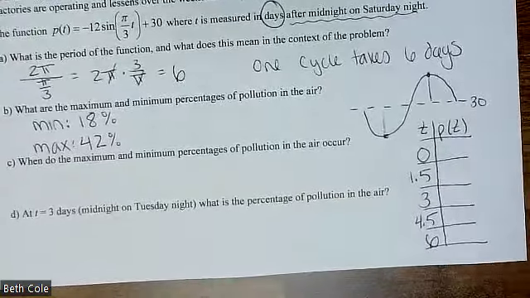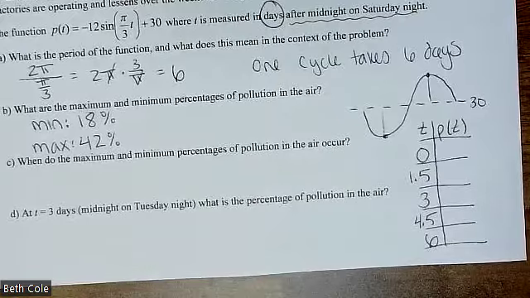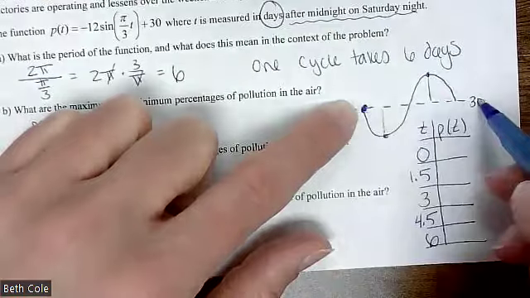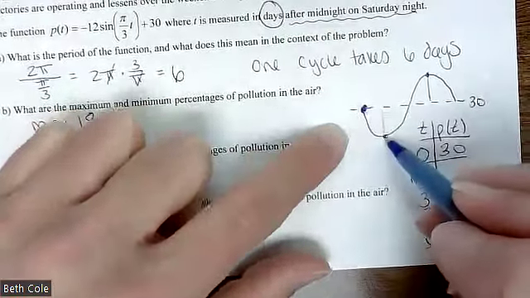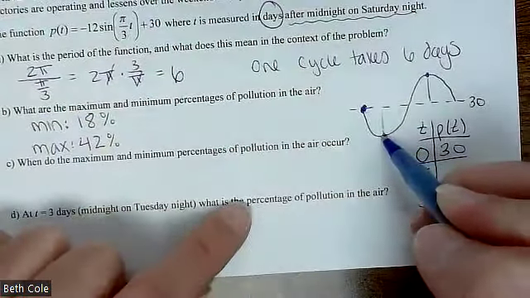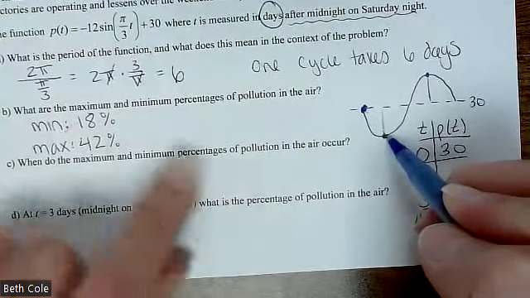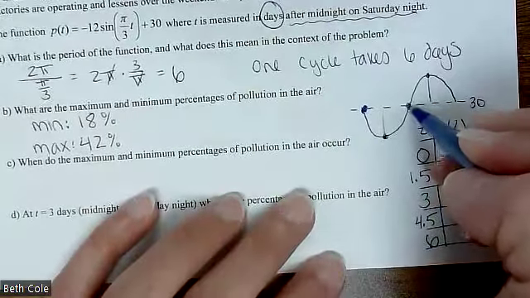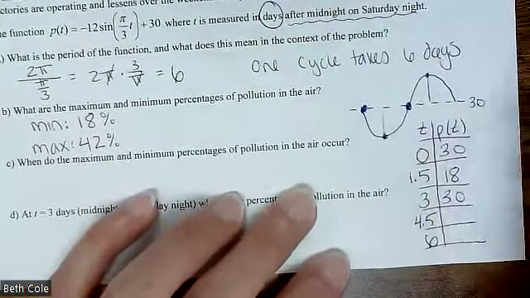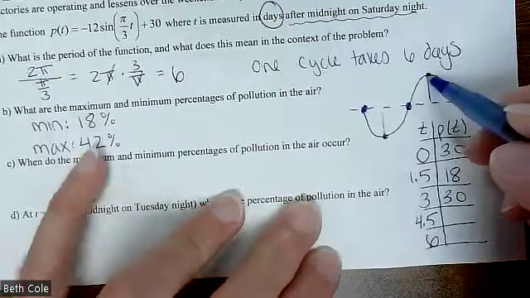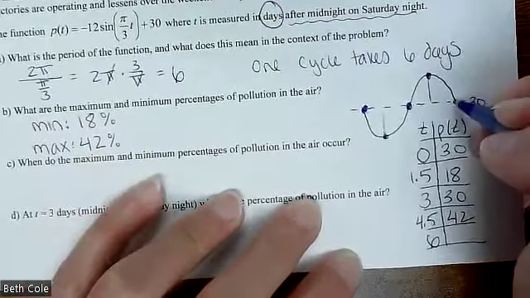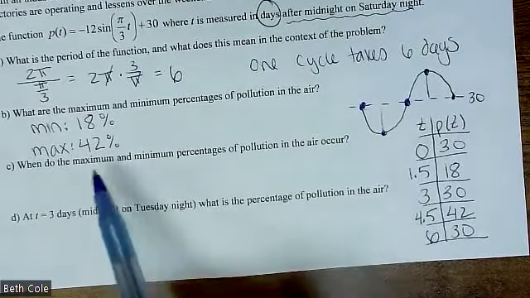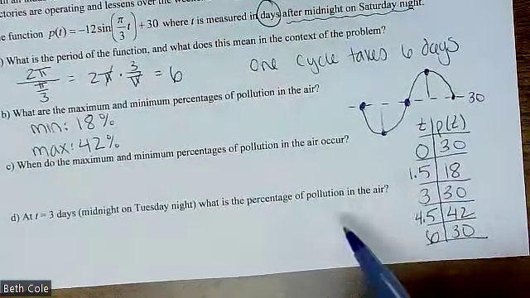Now these you can get from your little drawing. You're going to need to just watch me point to it. Where do we start? 30. And then it goes down to, what do we say this was? 18. And then it goes back to 30. Good. Sounds like we're getting the hang of it. And then up to 42 and then back to 30. So if you just draw a little sketch, then you've got it. All right. So when do the maximum and minimum percentages happen?